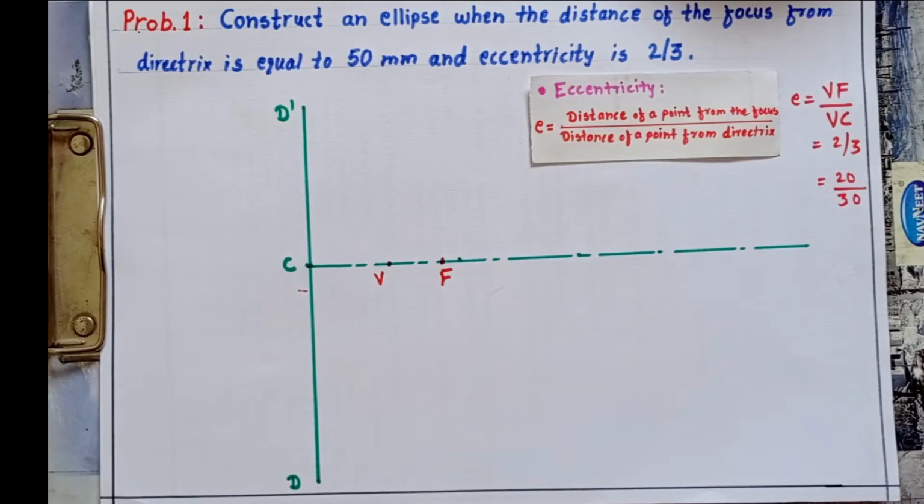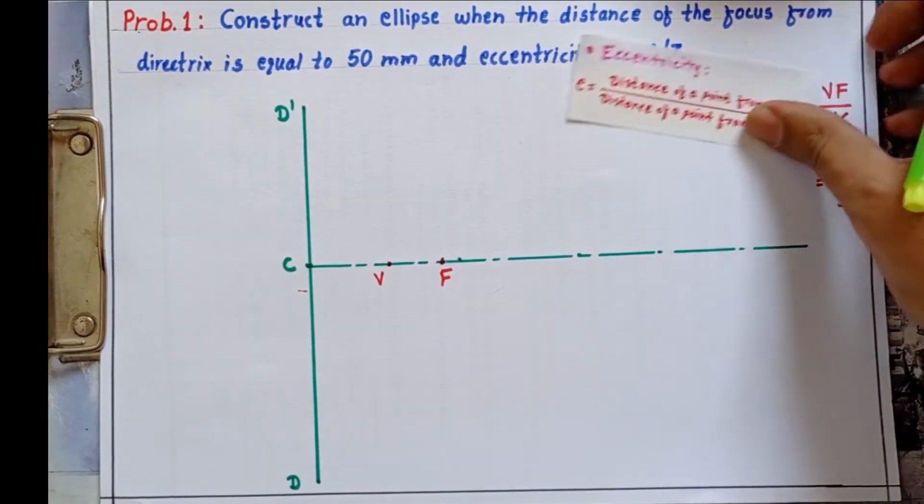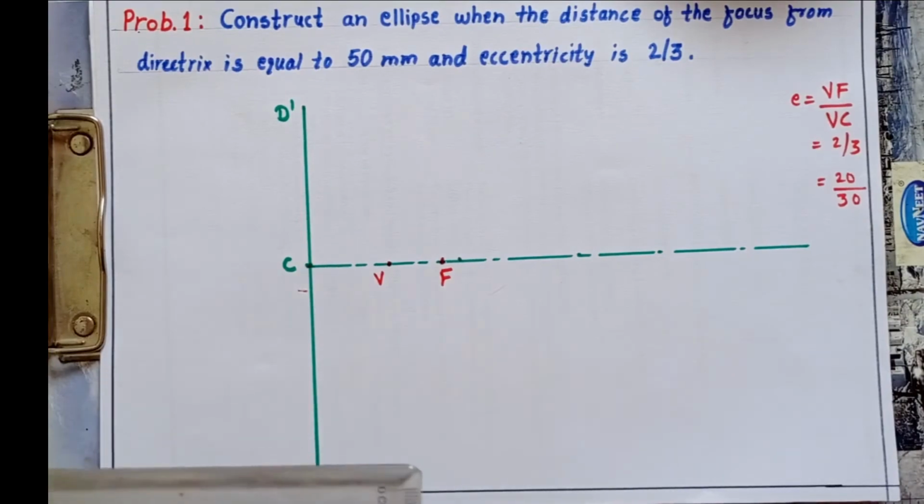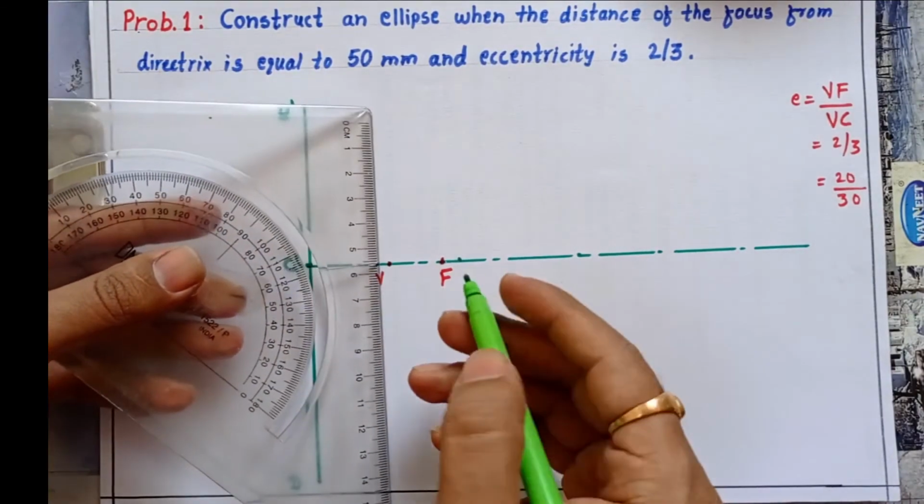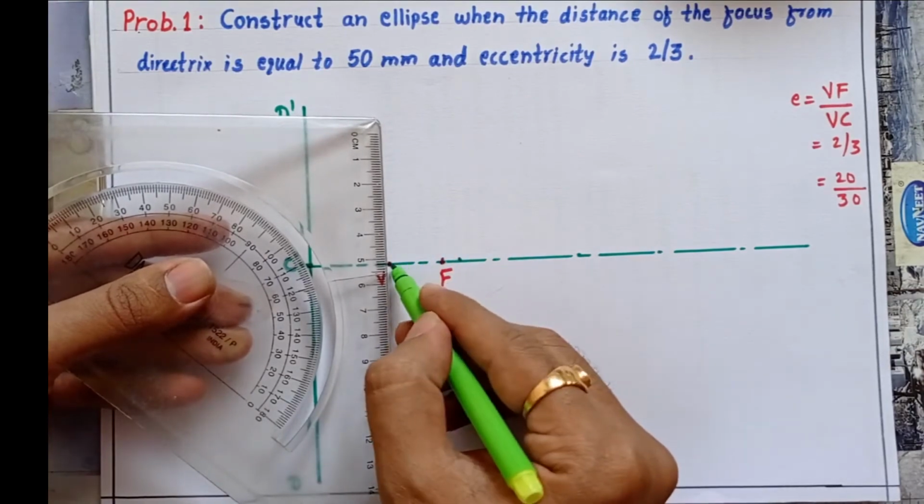Fine. Now according to the given statement, the eccentricity is 2 by 3 and the distance of the focus from the directrix is equal to 50 mm, and the points we have already marked in the given diagram. The next task is to construct an ellipse. Now as we have these points, you have to follow the stepwise procedure to construct that ellipse. After this, from the point V, draw one straight vertical line which is exactly parallel with your directrix.